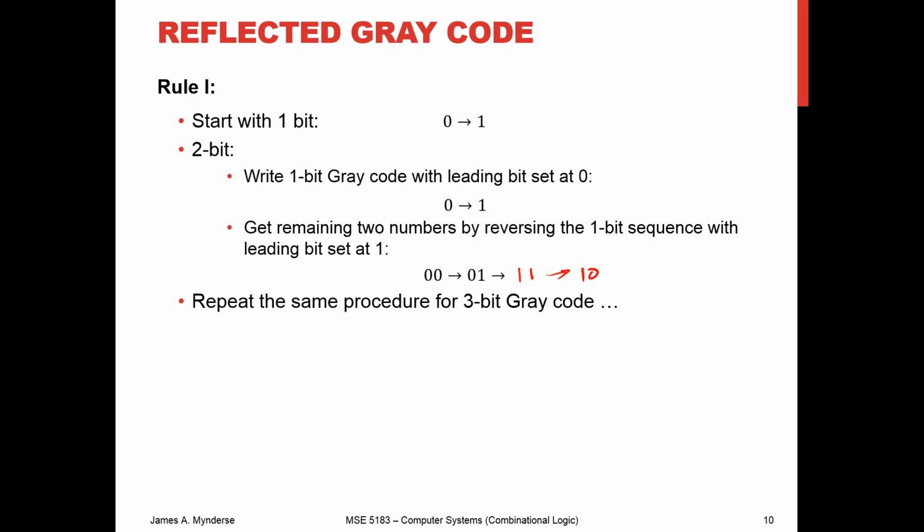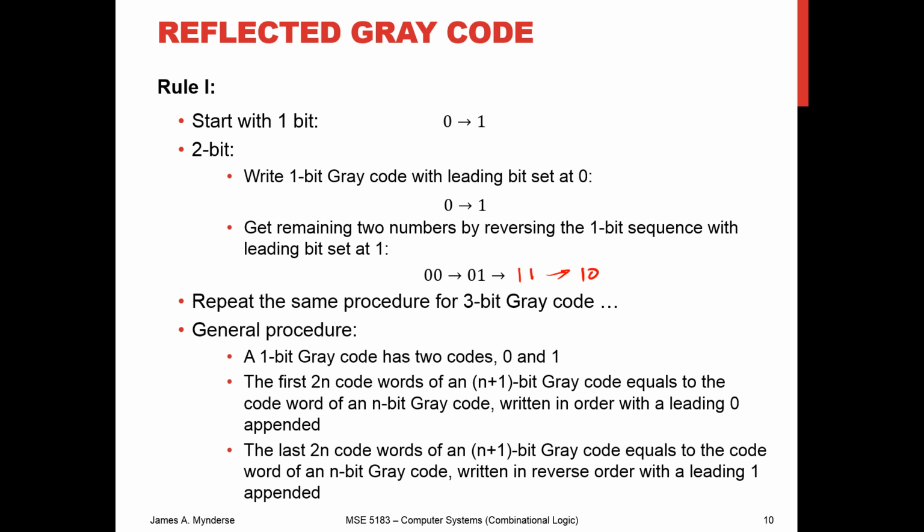1, 0. We could do the same sort of thing. So we'll write out the 2-bit sequence, prepend with a 0, reverse it, and prepend with a 1 instead. And so there's a general procedure for you. We're just going to keep reflecting it and prepending.